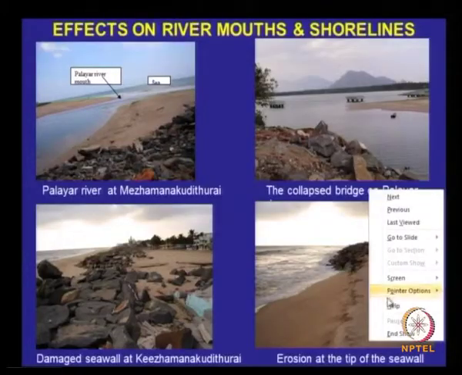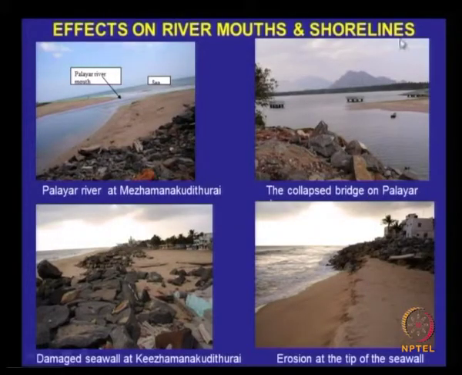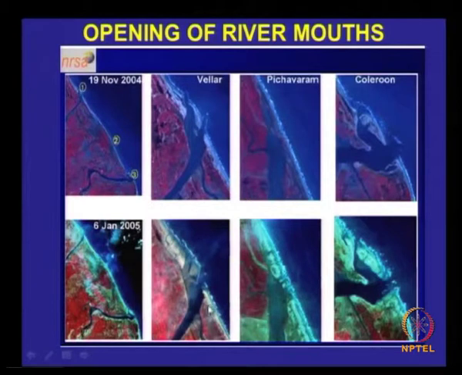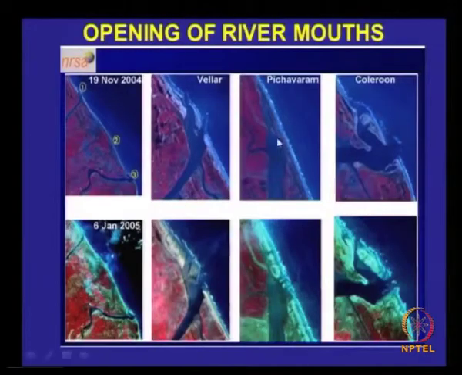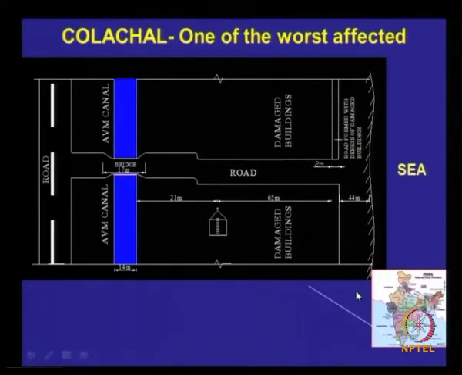So as I said earlier, the bridge completely collapsed, the sea wall was disturbed completely, and then all the river mouths opened in this region, that is Vellar. Madurai region is slightly south of Chennai, far away, maybe about 300, 400, 500 kilometers. So you see all this opening of all the rivers, and this is one area where it was quite devastating. This location is somewhere shown here in the Madurai region.